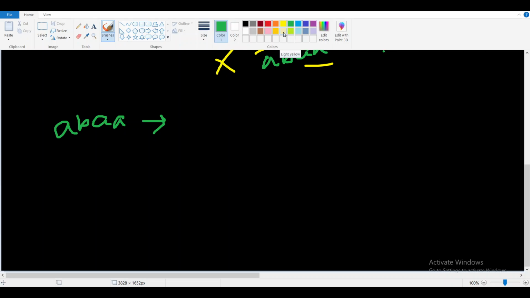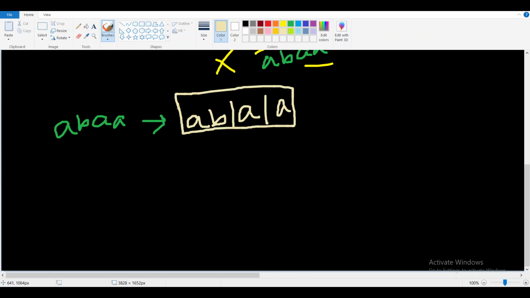So what are those simple strings? The first string I think is AB, the next string is A, and the next string is A. So there are three strings here: AB, A, and A. I hope you got it. These are the Lyndon factorization of the given string ABAA.